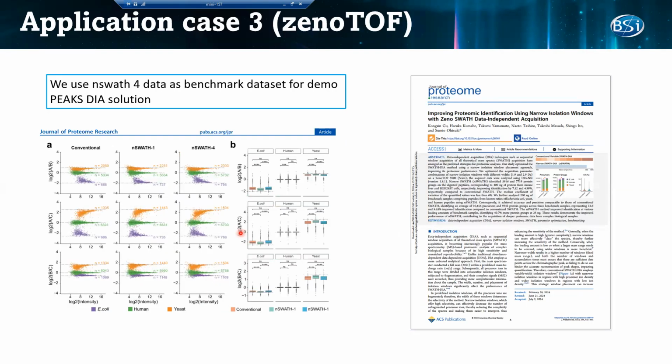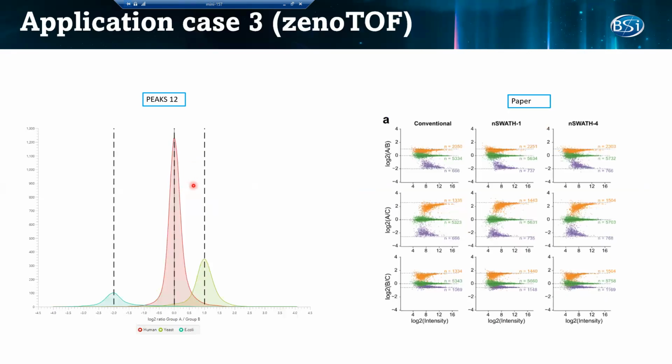And also, we support the DeepNovo data. So this is a benchmark result from the paper. We used one of their data sets, which is from the Xeno source, with the optimized isolation window. We use this data set as the benchmark. So it looks similar, as you can see.